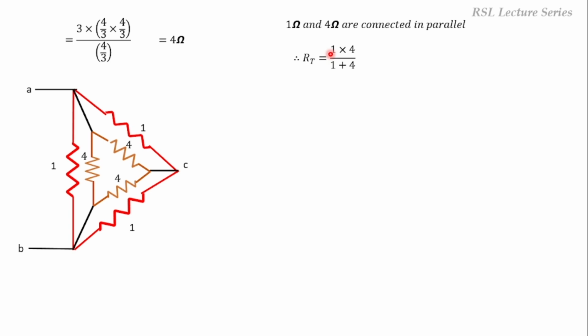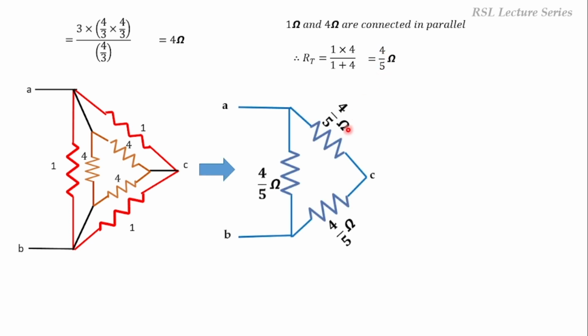We can apply the same formula here. Suppose R1 is 1 and R2 is 4. We can write it as 1 into 4 divided by 1 plus 4. On simplification, we'll get 4 by 5. All these are of the same value, so all the resistors will be of the same value, 4 by 5. Now we can draw the equivalent circuit. These two deltas get converted into a single delta equivalent of 4 by 5 ohms each.